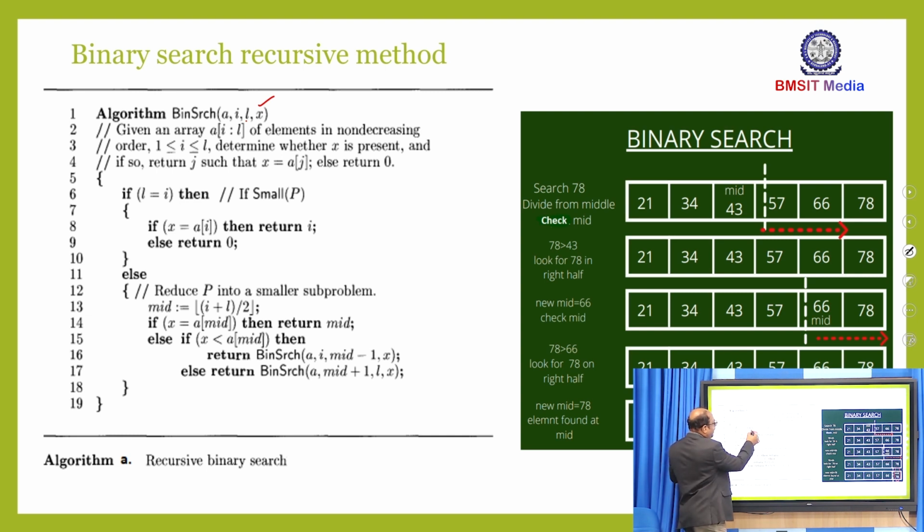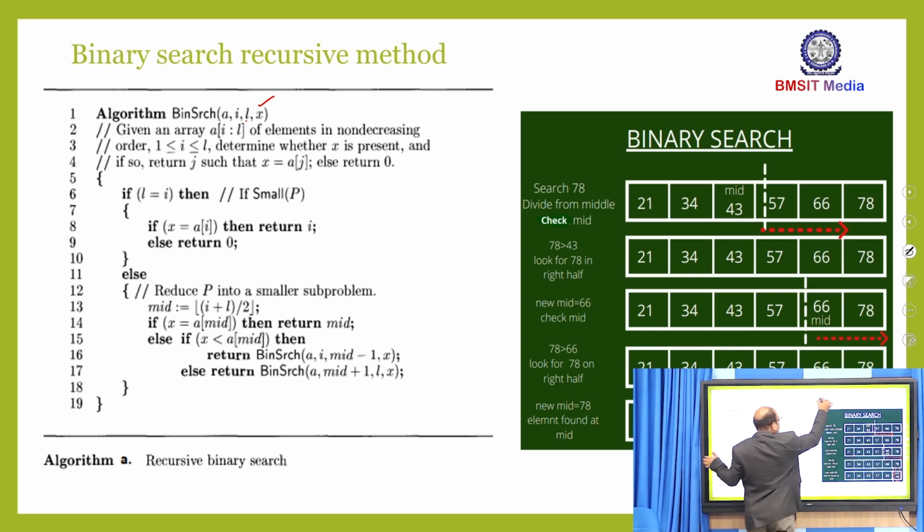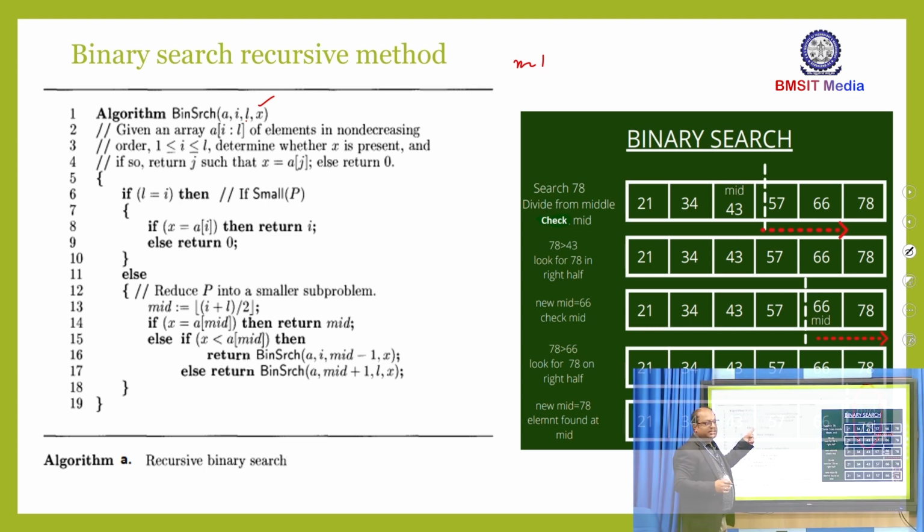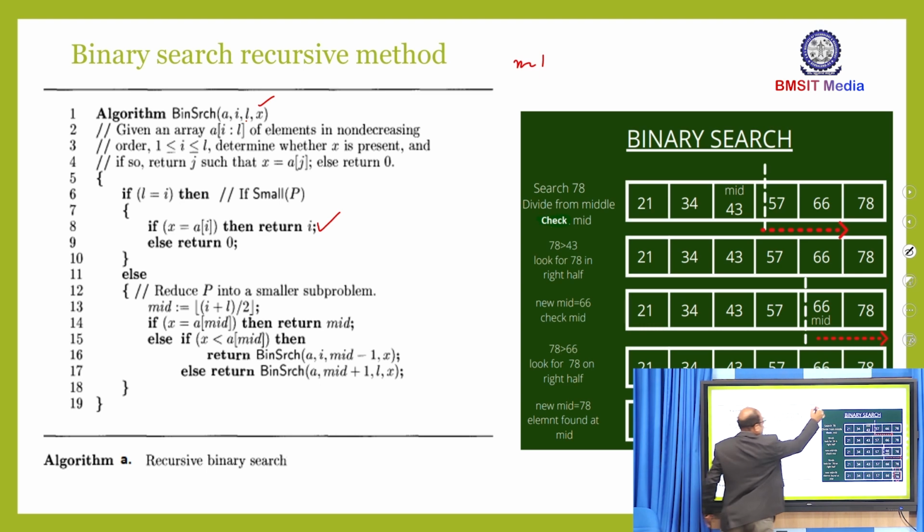If L is equal to I, what does that mean? If my large is equal to 1, it means my array has only one element, so that first element itself is the key element. In that case, I am going to return it. Suppose my element count is not 1, it's greater than 1, in that case what happens?